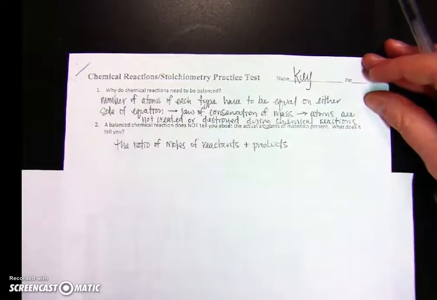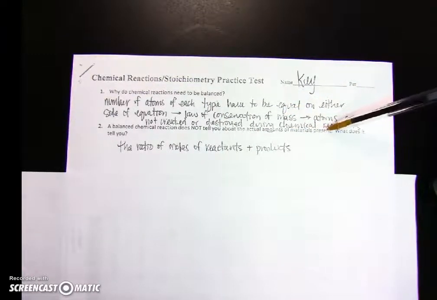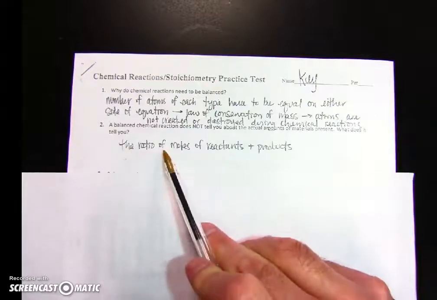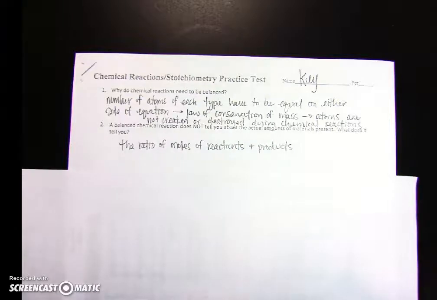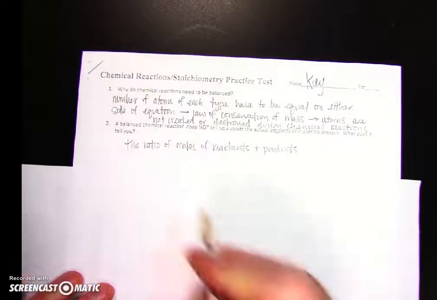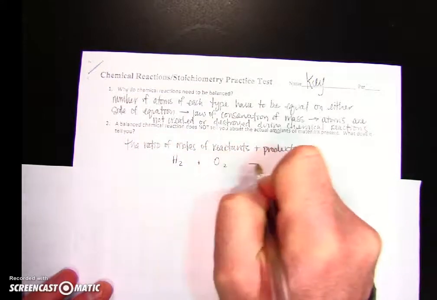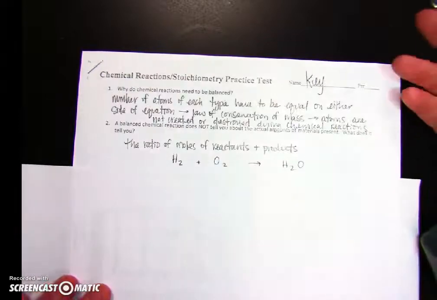A balanced chemical reaction does not tell you about the actual amounts of materials present. What does it tell you? Well, it tells you the ratio of moles of reactants and products. The balanced chemical reaction does not tell you anything about what you actually have in front of you in terms of amounts. For example, a reaction in which you made water when we did our mole rockets.